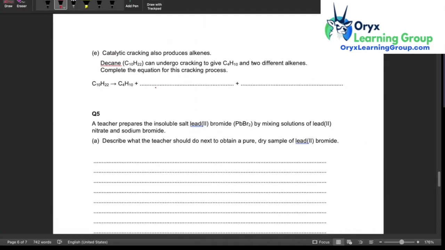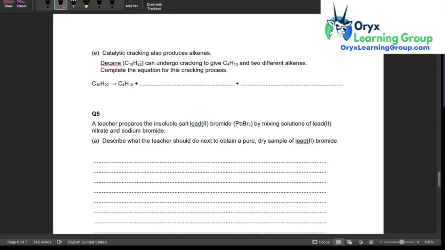Okay, now this is catalytic cracking. So what is catalytic cracking? Basically in this process, you heat up an alkane, it dissociates or forms smaller alkanes. It's a combination of alkanes and alkenes. So heat it up, and then it will form smaller alkanes and alkenes.